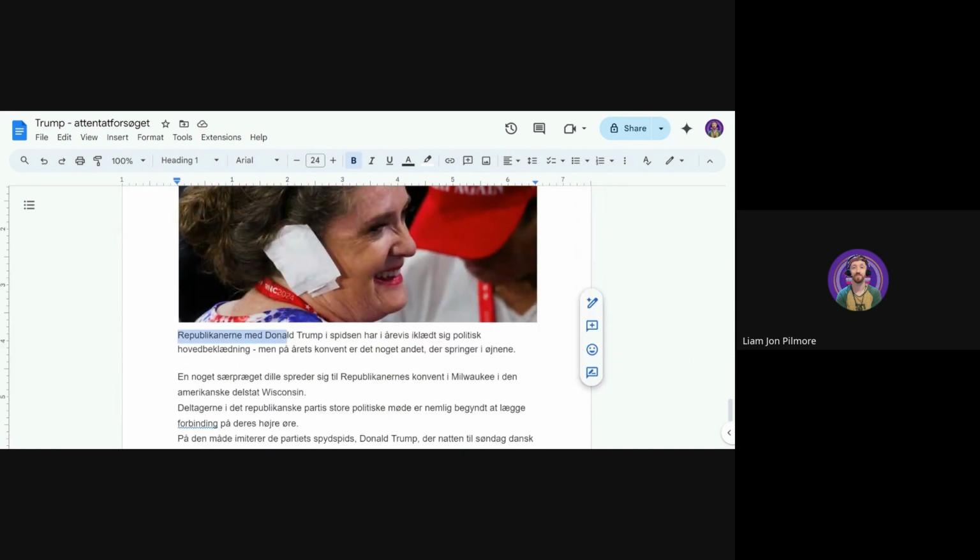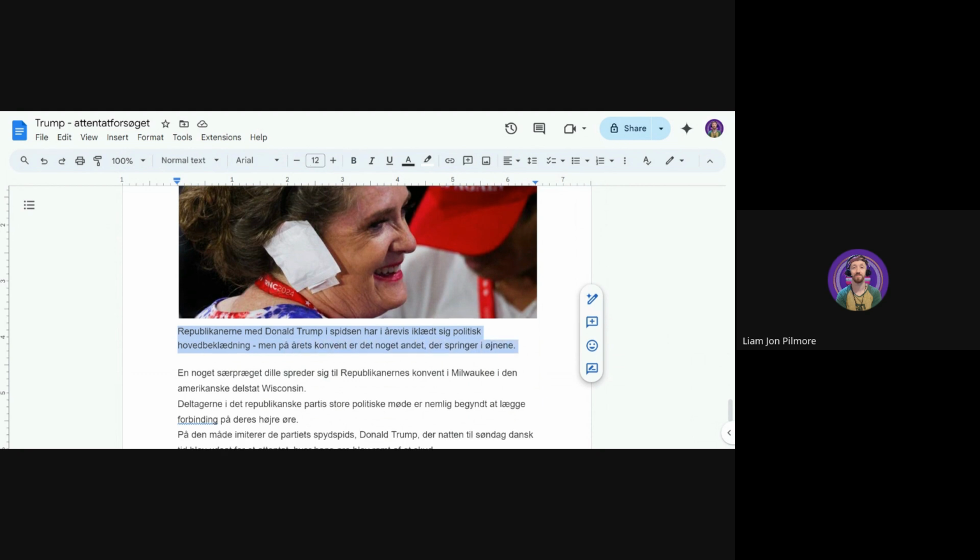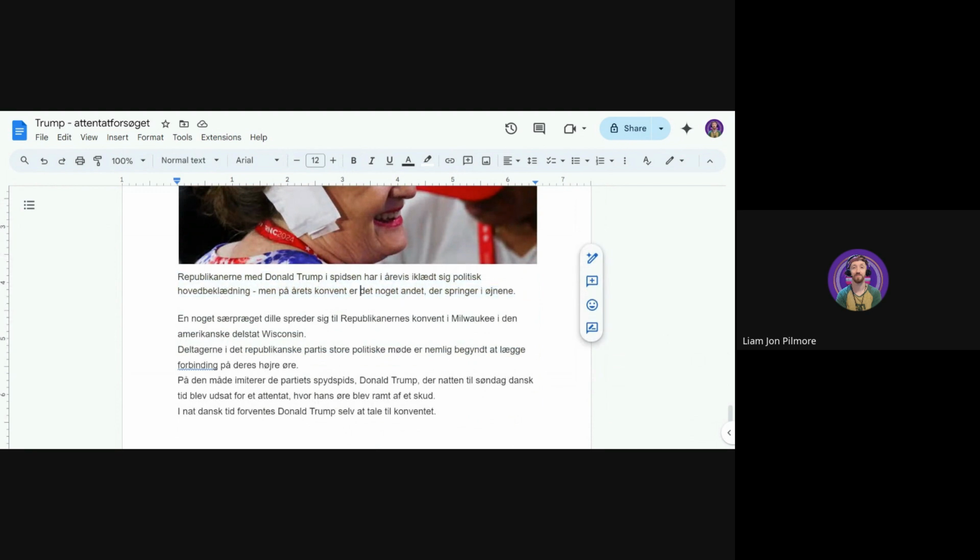Republikanerne med Donald Trump i spidsen har i årevis iklædt sig politisk hovedbeklædning, men på årets konvent er det noget andet, der springer i øjnene. Okay, so they've always had something sort of on their head, but now it is something quite special that is catching everybody's eyes. Yeah, they've always been wearing political headgear. Okay, yeah, I didn't think about that. Makes sense.